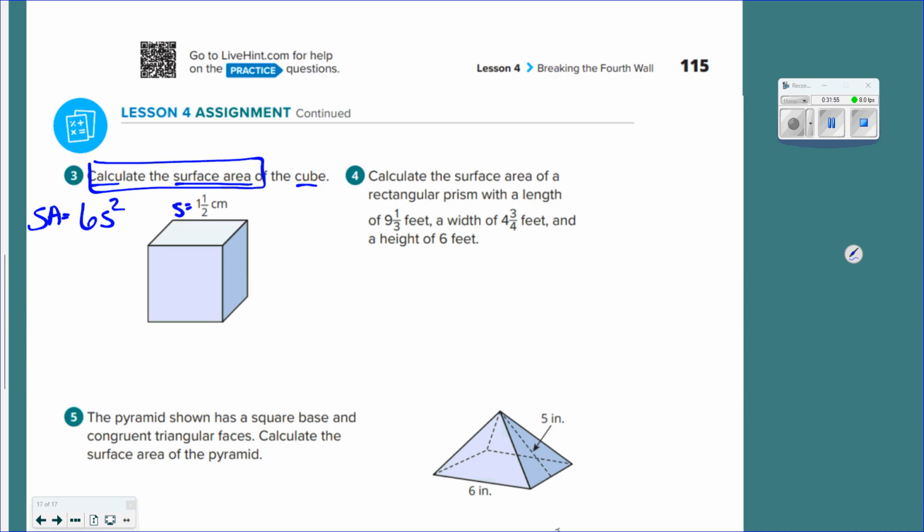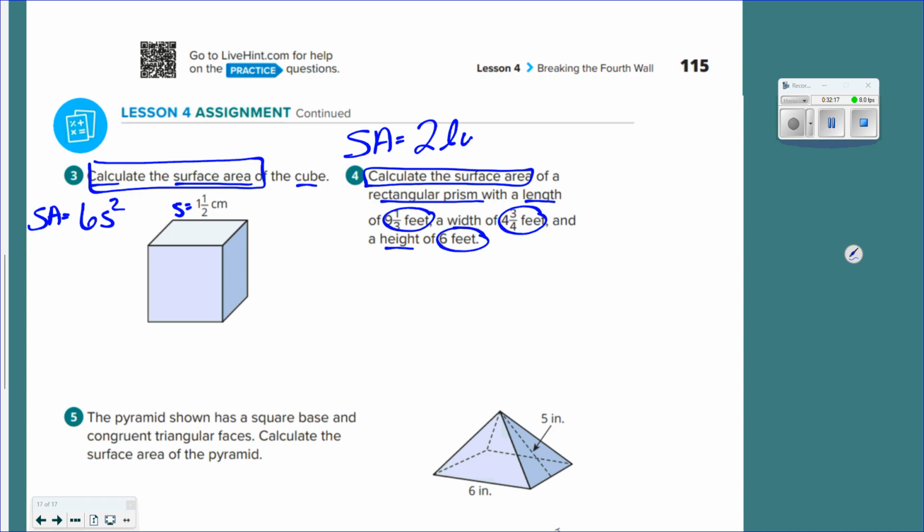Next one, calculate the surface area of a rectangular prism. They gave me the length, the width, and the height. Last class, we worked through a formula on this one too. Because it is a right rectangular prism, I can do 2 times the length times the width, plus 2 times the length times the height, plus 2 times the height times the width. That's finding all 6 of those surfaces. You can either use the formula or draw yourself a net. Just make sure you get all of your pieces correct. I'm going to leave that there for those that are still counting down.